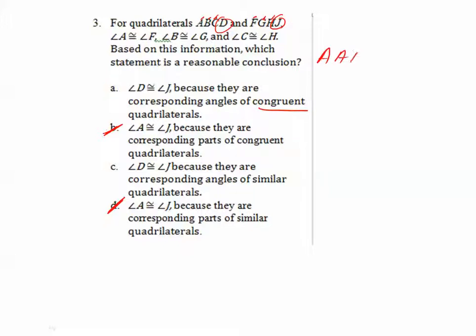Angle, angle, angle does not prove congruence, it proves similarity. So this one is not correct. This one is the correct choice because it says they are similar quadrilaterals.